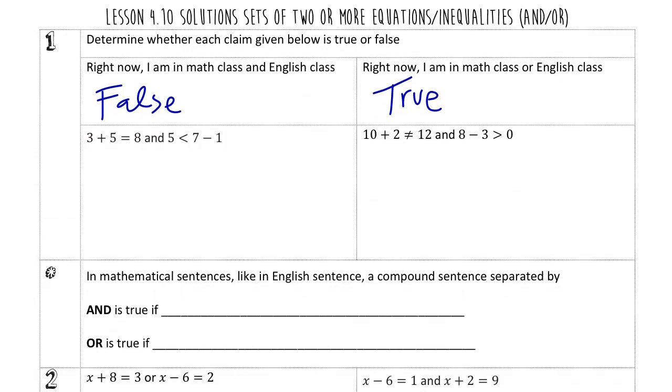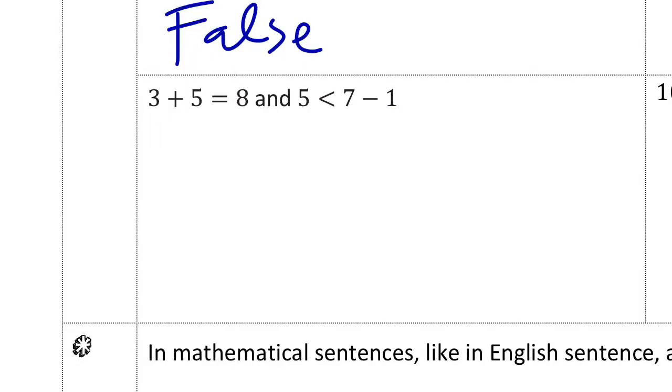So let's take a look at this first compound statement. I have 3 plus 5 equals 8, and 5 is less than 7 minus 1. I want to know, is this statement true or false? So what I want you to do is figure out, what does this equal? And what does this equal? And write down right here whether or not you think this statement is true or false.